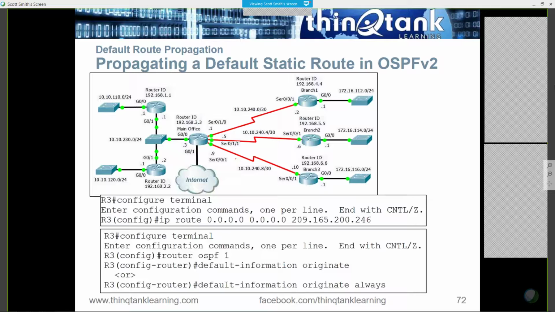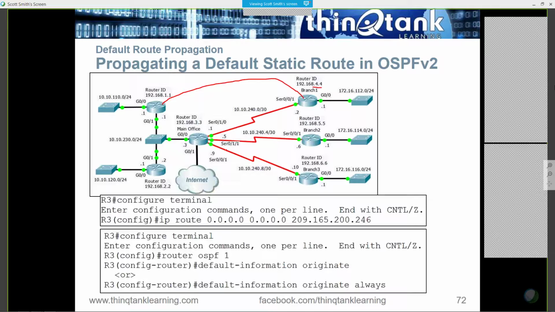In OSPF, we have an option, because the problem I have is static default routes work great until I have redundant paths. Let's say branch 4 or branch 1, gosh dang it, branch 1 has a connection over to the headquarters. Branch 4, sorry. Router 4, yes, you got it. Router 4 has a connection to router 1. Now all of a sudden, I have two ways of getting to the internet.